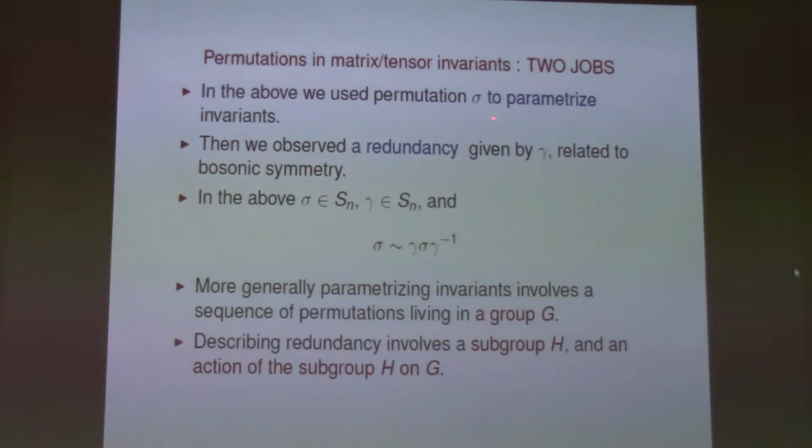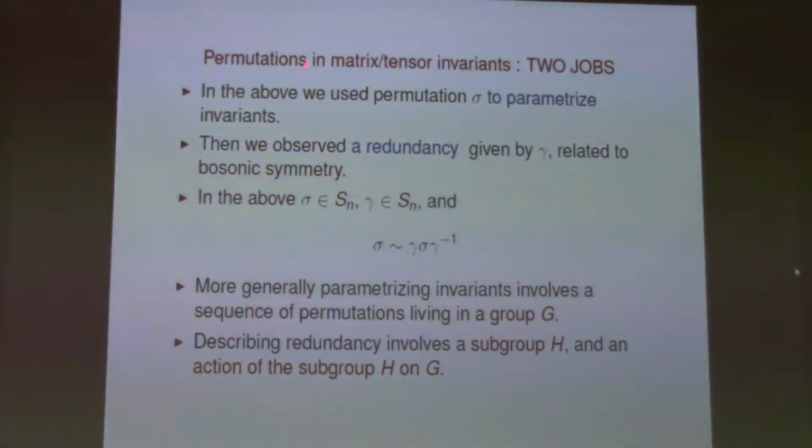So what we have seen here is that permutations do in matrix, and I just showed it for the matrix, but generalized, permutations play two roles. One is they parameterize gauge invariants, and then another role is that there's a redundancy, and this redundancy is also described by permutations, in this case by conjugation.